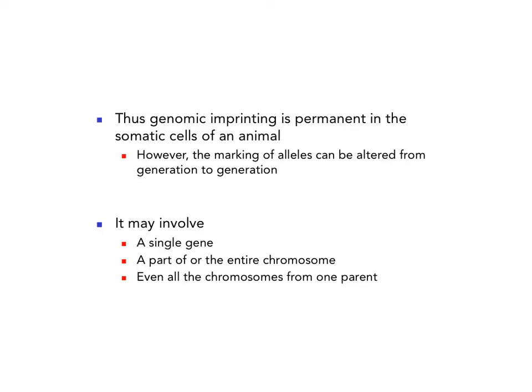So this genomic imprinting is permanent in the somatic cells of an animal. However, the marking of the alleles can be altered from generation to generation. So in that sense, this is a phenomenon of the germ cells in terms of the altering of that marking pattern. It can involve a single gene or an adjacent gene. It could be a part or the entire chromosome. And it could even include all of the chromosomes from one parent. Different species can have different patterns of genomic imprinting.